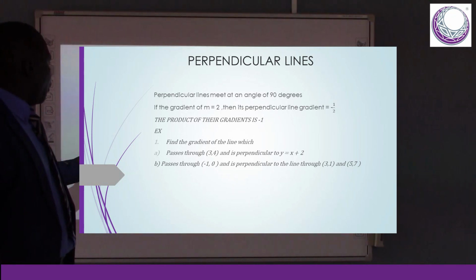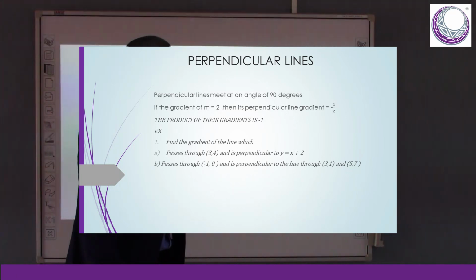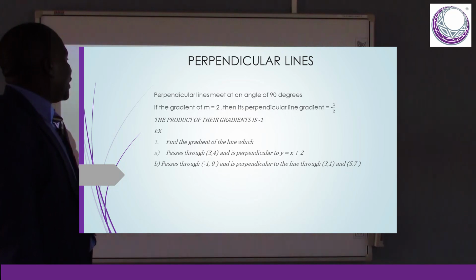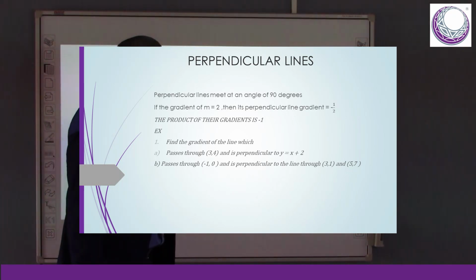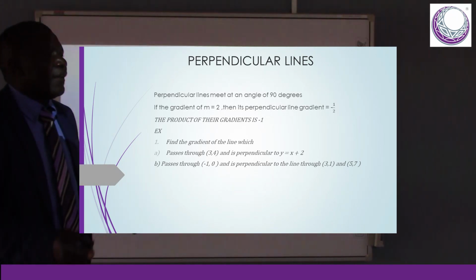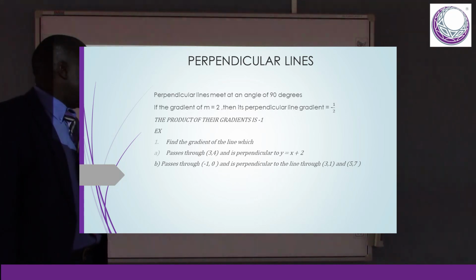So when the gradient is 2, for example, its perpendicular line has to be minus 1/2. If the gradient is 3, that means its perpendicular line has to be minus 1/3, right? In other words, in simple terms, the numerator becomes the denominator and the denominator becomes the numerator.